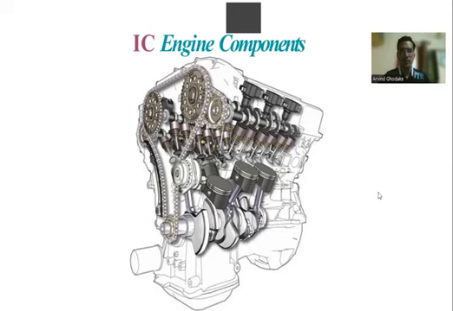Here you can see a three-dimensional diagram of an IC engine, which includes various parts or components such as a piston, connecting rod, camshaft, then valve mechanism, inlet valve, and a chain drive is also there. We will see the different components present in the IC engine one by one.